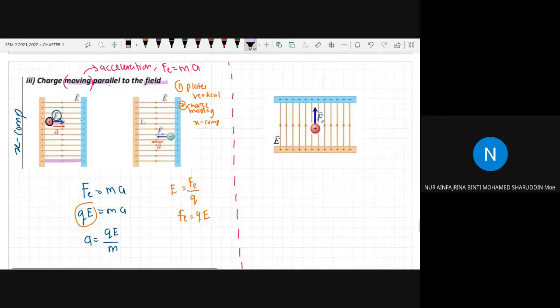Similarly, if you look, you have a negative charge. When you have a negative charge, of course it will be attracted to the positive plate, so the electrostatic force goes toward the positive plate. You can see it moving parallel with the electric field. So this is the case when the plates are vertical but the charge is moving in the X component. Now let's look at the case where the plates are horizontal but the charge is moving in the Y component. So this is the case for the Y component.